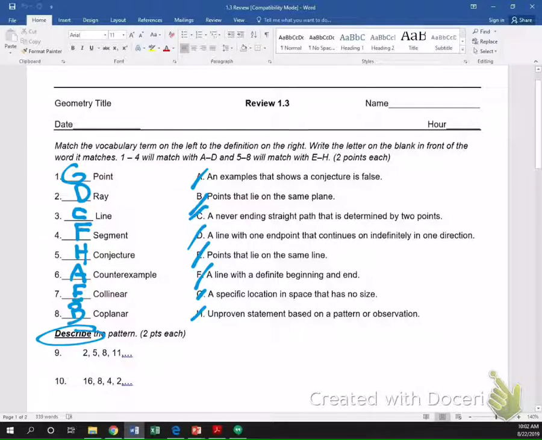So, what's happening here? We are going up by 3. So you could just say plus 3. You could say add 3. You can say each term increases by 3. However fancy you want to be with it, works for me. Number 10.